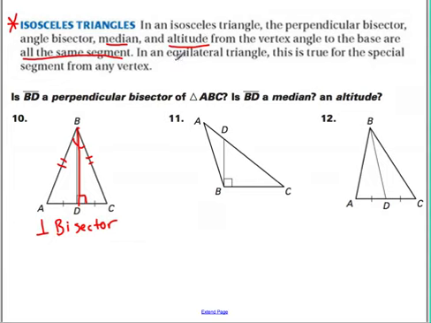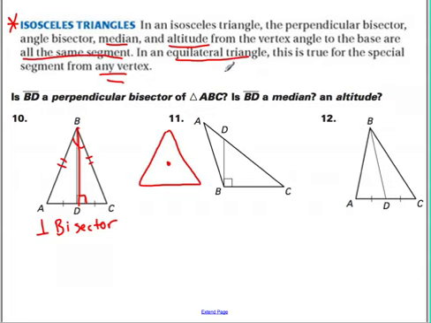In an equilateral triangle, this is true for the special segment from any vertex. So if you have an equilateral triangle and you're going to try to find the center, it doesn't matter what method you use, because your altitude is going to be the same thing as your median, the same thing as your perpendicular bisector or your angle bisector. That makes this center your orthocenter, your centroid, your incenter, and your circumcenter. Can you believe it? That's out of control.